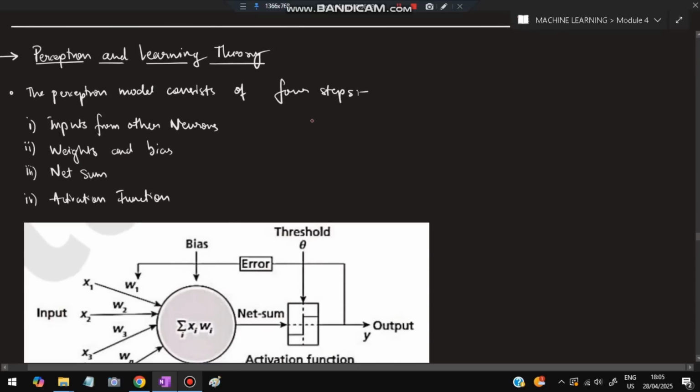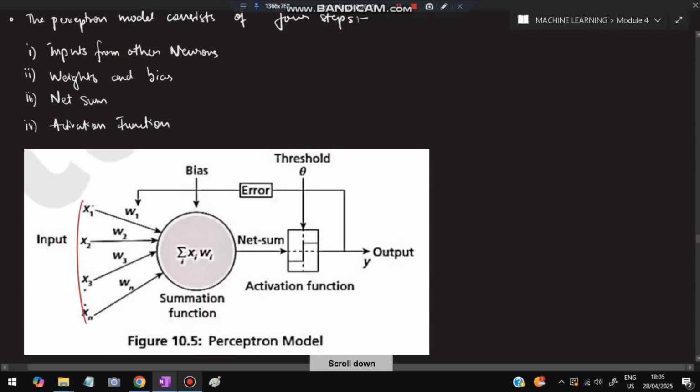So you need to know four things in the perceptron and learning theory. The first thing is inputs from the other neurons. Whatever you see as x here, those are the inputs. Weights and bias are this. Weights is this and bias is this, meaning favoring one kind of output, that is the bias. Net sum is the final answer which we get. The activation function will be based on this answer. If it is greater than 0, it will be 1. If it is less than 0, it will be 0. So like that it will calculate 1 or 0, true or false. That is what the activation function does.